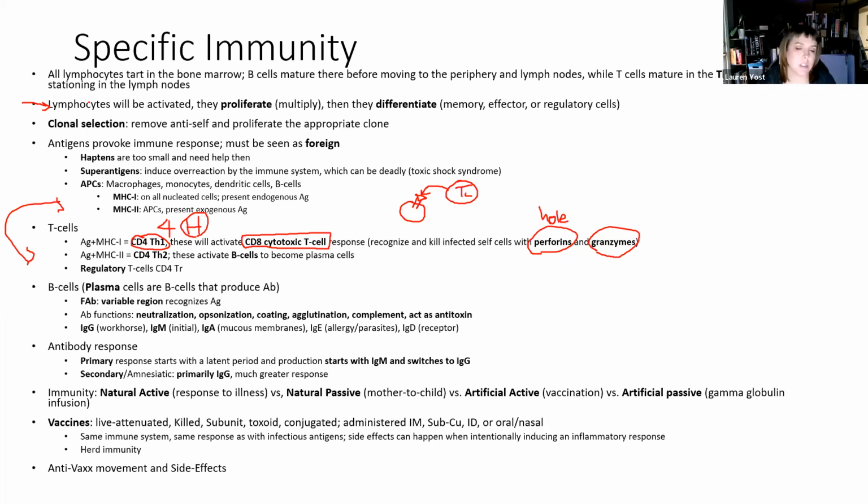So back to our plasma cells, we know they produce antibody. Antibody is often drawn like this.